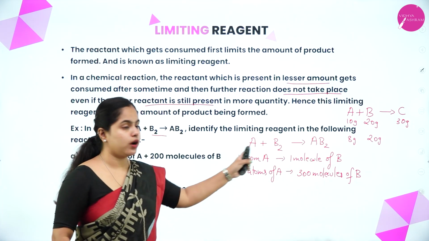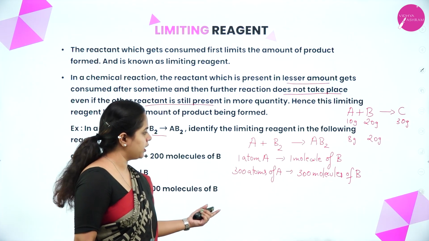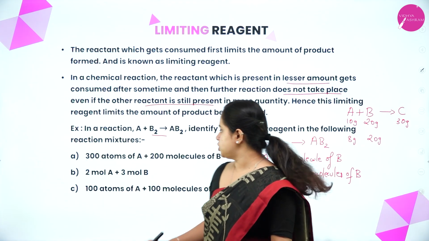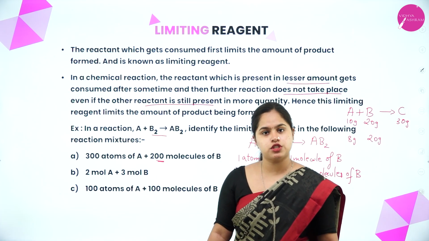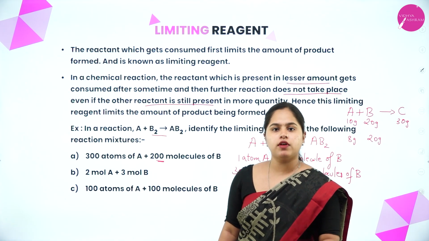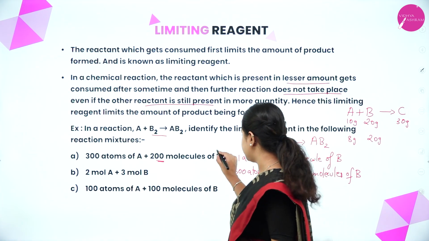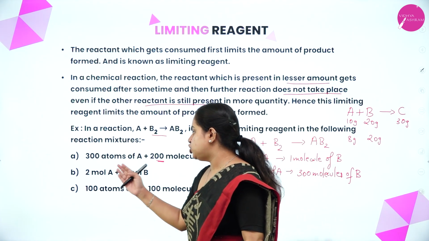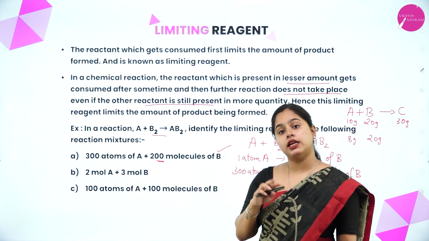One atom of A requires one molecule of B, means 300 atoms of A requires 300 molecules of B, right? But how much is present here? Only 200 molecules is present here. So what will be my limiting reagent in this case? It will be my B, right? Now the second one, 2 moles of A and 3 moles of B.